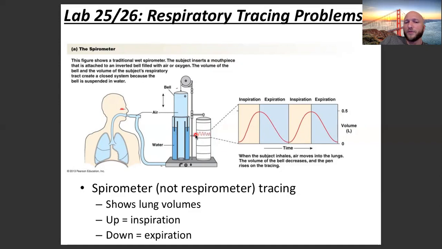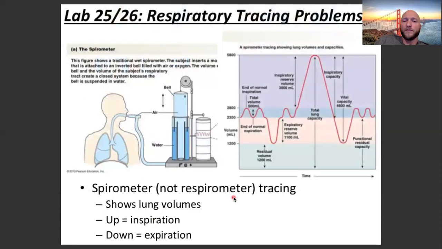So as the person breathes, we're going to see this down, up, down, up, down, up, the cycles of their respiratory system. If the person takes in a deeper breath, it's going to have a larger change. The pen's going to go up higher. If they have a deeper expiration, the pen's going to drop even lower. So ups are inspirations, downs are expirations, and it shows lung volumes.